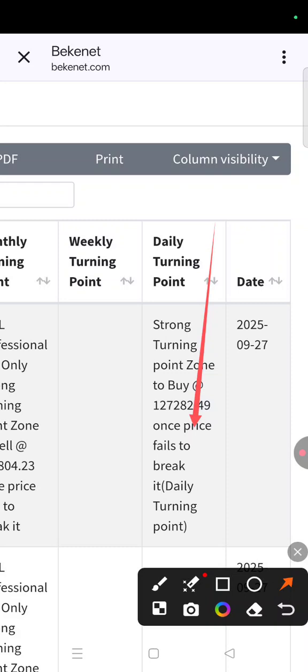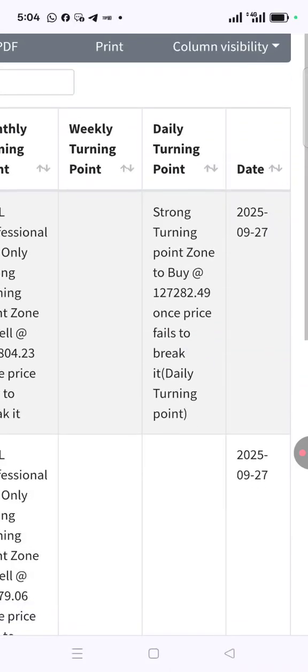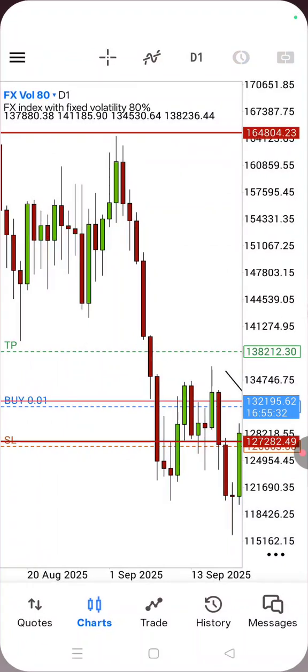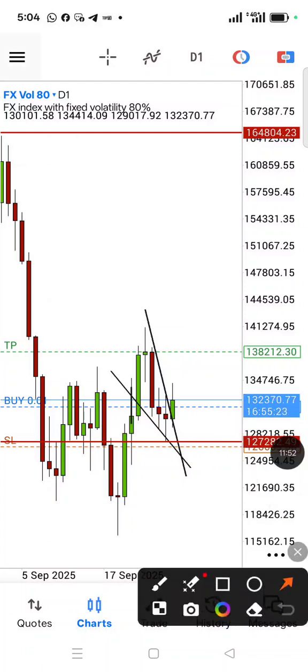So this will be a daily turning point. Now this is the price. I already copied it and dropped it, but let me copy it again. Let me go to the chart now. Now this is the chart. Can you see it? This red line here. This one.